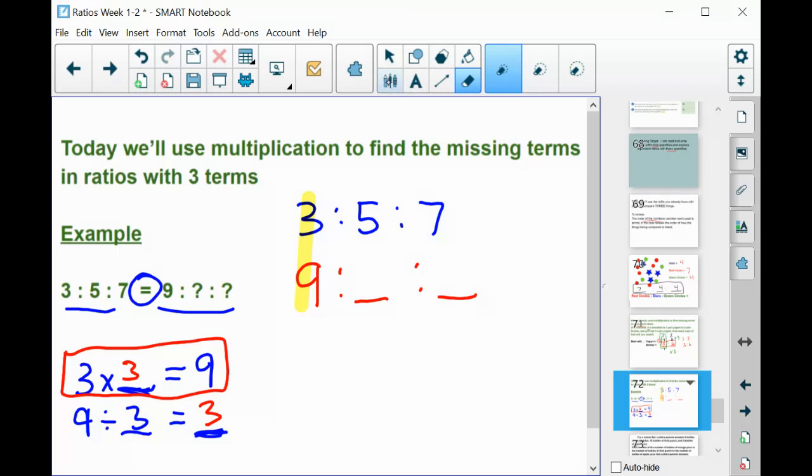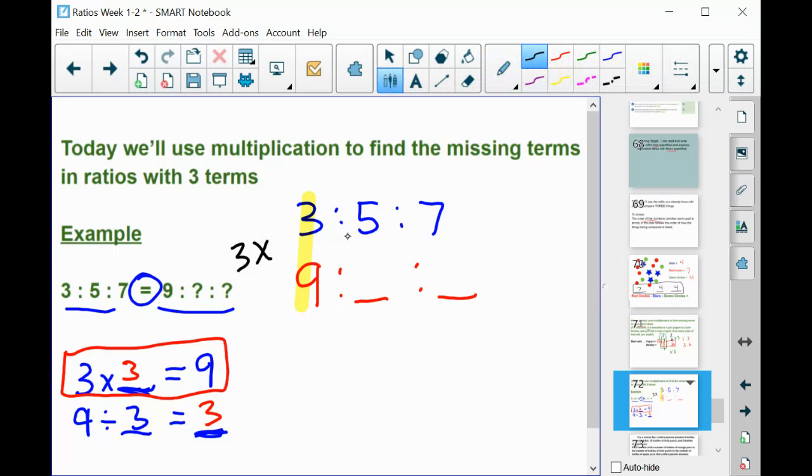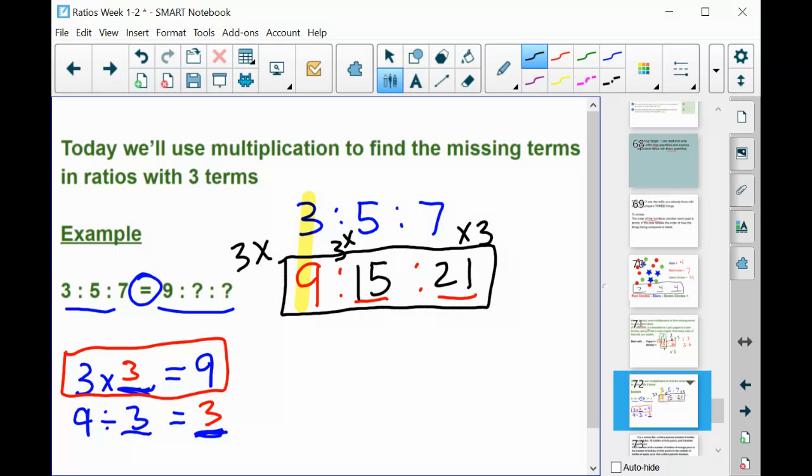is we are multiplying that term times 3. So that means to find this missing term, we're just going to take 5 times 3 and 7 times 3. So our second term is going to be 5 times 3 is 15. And our third term is going to be 7 times 3, which is 21. So here is our new equivalent ratio. And the way we did that is by finding the relationship between these two numbers and then using that relationship to find our missing terms.